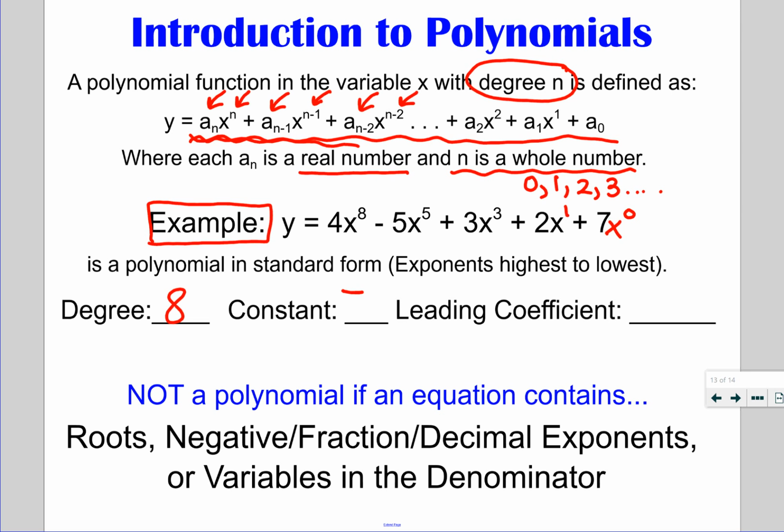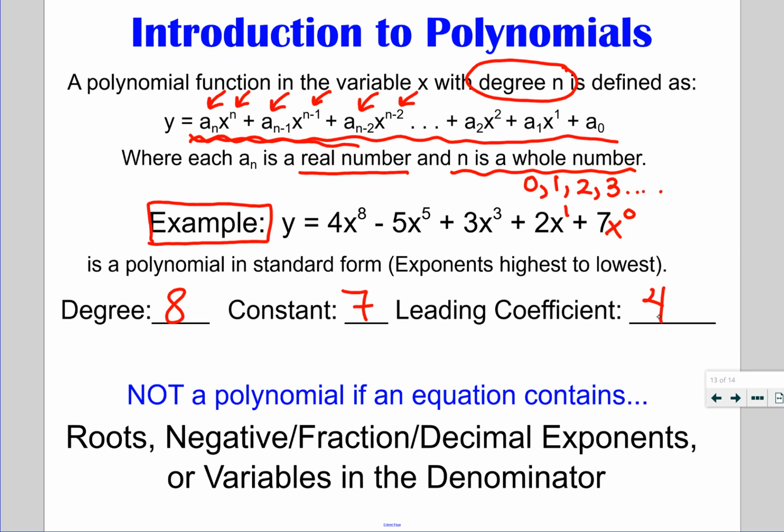Sometimes you'll have these, sometimes you won't. Our problem in the example did have one. 7 did not contain a variable, so 7 is the constant. Leading coefficient, again, coefficients are any number in front of a variable. So 4, negative 5, 3, 2, 7, those are all coefficients. The leading coefficient, again, when my terms are written in order, is the first one. So that is 4.